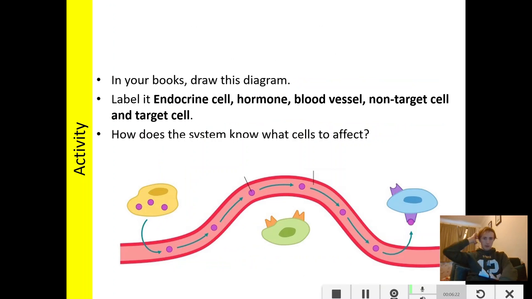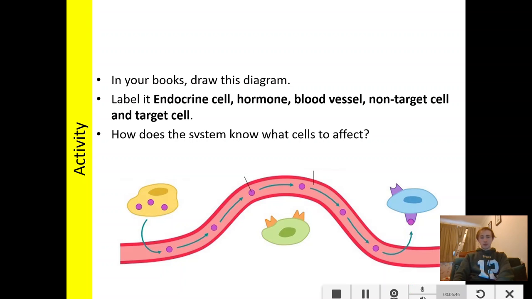Now I'd like you to have a look at that. I'd like you to draw it out very simply. It doesn't need to be fancy. I don't need it all shaded in or coloured. There should be 3 cells, a nice wavy red thing with some purple dots moving through it, and I'd like you to try to label it with those words that are on your screen now.